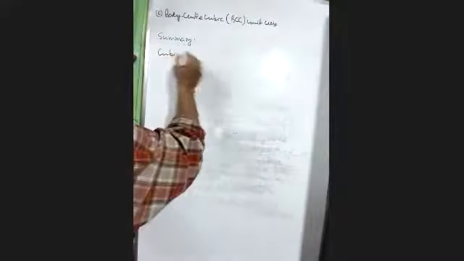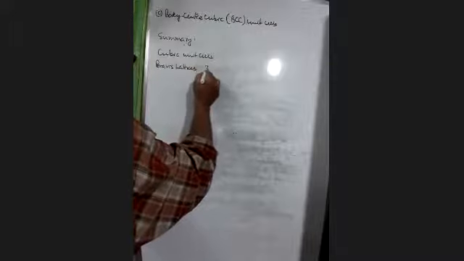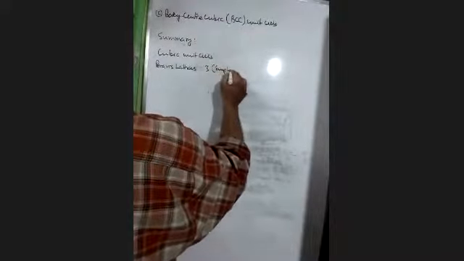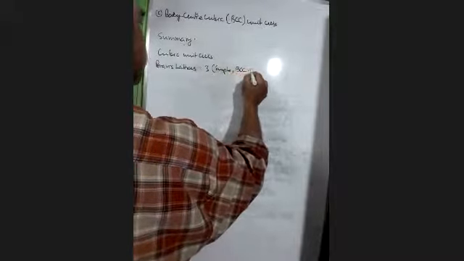Done, sir. Okay, so let me write a summary. Summaries are important for numericals. What crystal system have we taken? Cubic crystal system, cubic unit cell. How many Bravais lattices? Three. What are those? Simple, BCC, FCC.